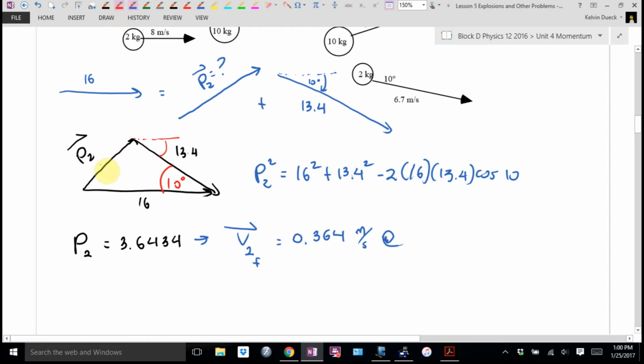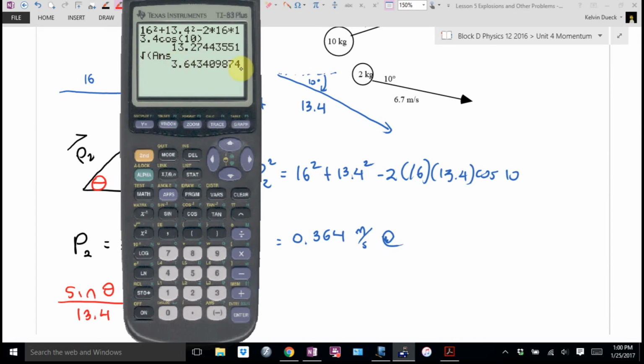I guess the theta that I want is that one there. So it's going to be sine of the mystery angle theta over what's across from it equals sine of 10 degrees over 3.6434. Although I'm going to use my answer button, and conveniently, because I did the math in my head, I actually still have this stored on my answer button. See, wasn't that nice?